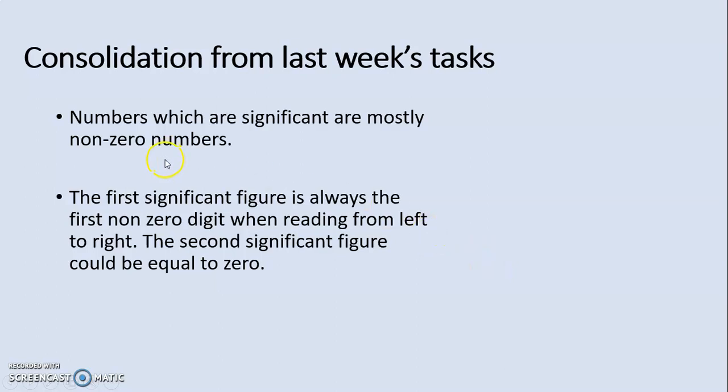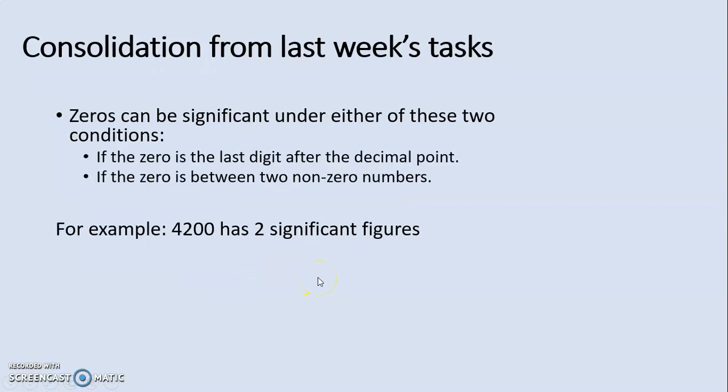Numbers which are significant are mostly non-zero numbers. The first significant figure is always the first non-zero digit when you're reading from left to right. The second significant figure, however, could be equal to zero. So zeros are significant under either of these two conditions: if the zero is the last digit after the decimal point, and also if the zero is between two non-zero numbers.